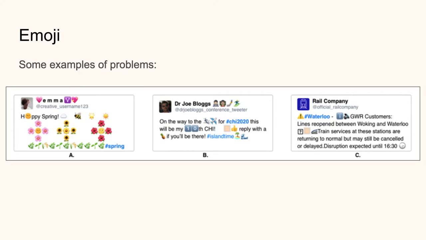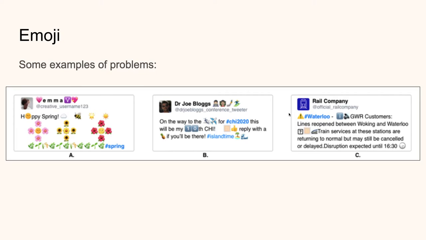It might be important. That might be asking a specific group of people, "Reply with a pineapple if you'll be there." Well, what is a pineapple in this context? The context is that the conference is in Hawaii, but do I know that the conference is in Hawaii? I'm a bit unsure.